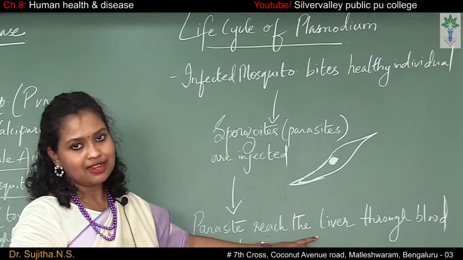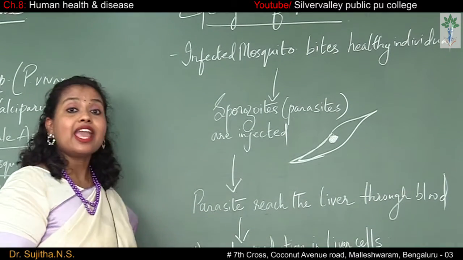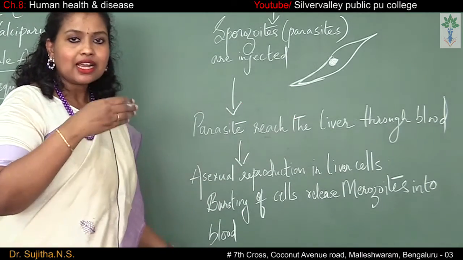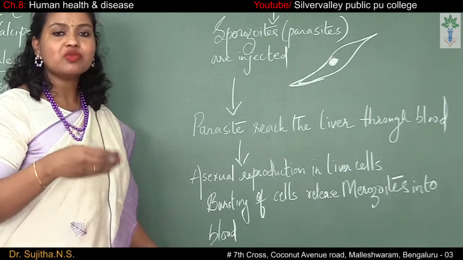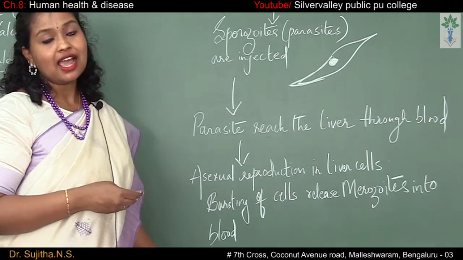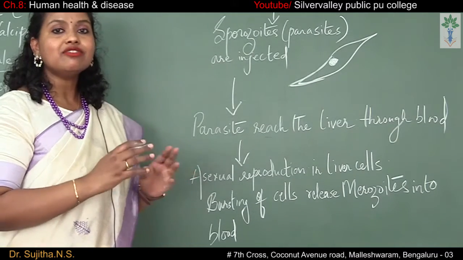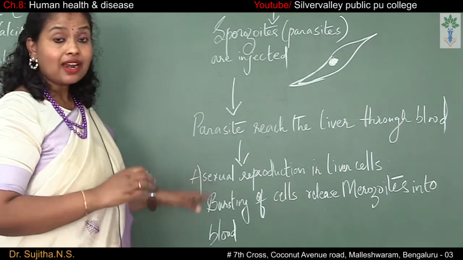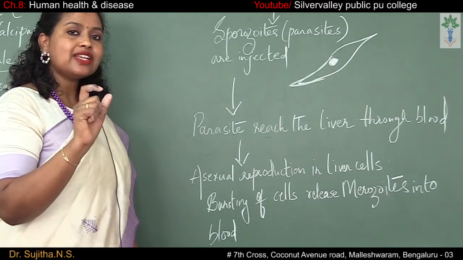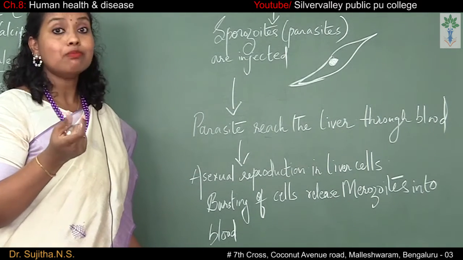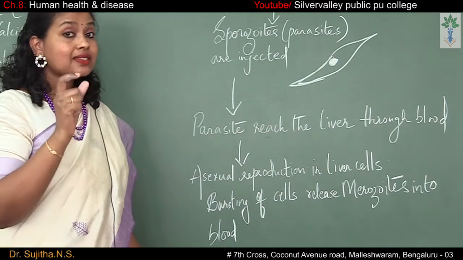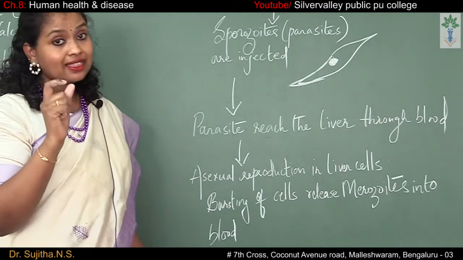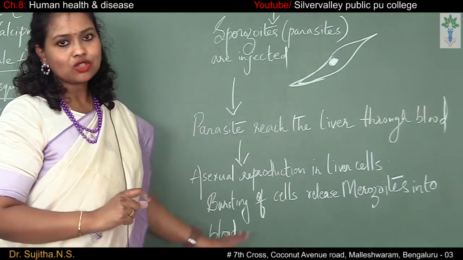And what happens in the liver? In the liver, there is an asexual reproduction of this sporozoite. So there is a continuous asexual reproduction happening inside the liver cell, as a result of which the liver cell bursts open, and this sporozoite is converted to the next stage, that is merozoites.